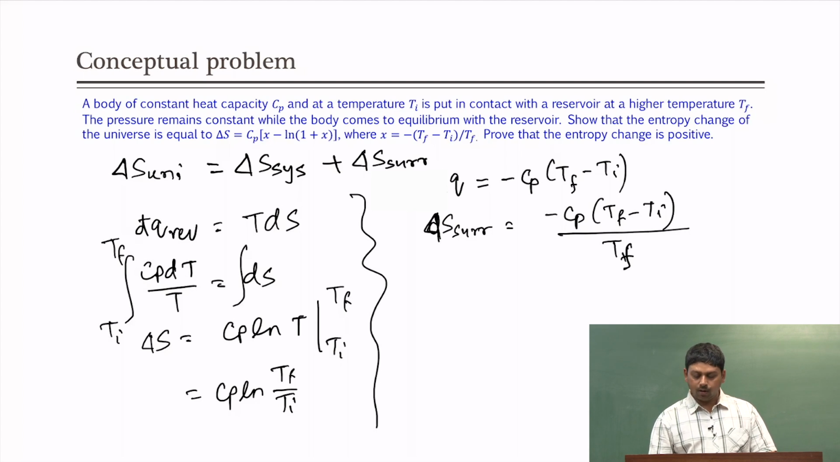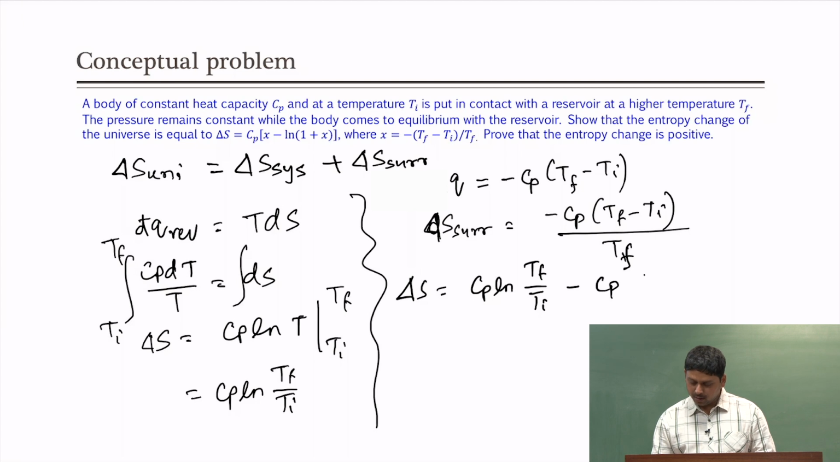What is the formula for entropy? dq by T, right. What is dq? Cp dT. So, we took Cp dT and divided by Tf. So now, what is the total change? The total change in entropy will be Cp ln Tf by Ti minus Cp (Tf minus Ti) by Tf.